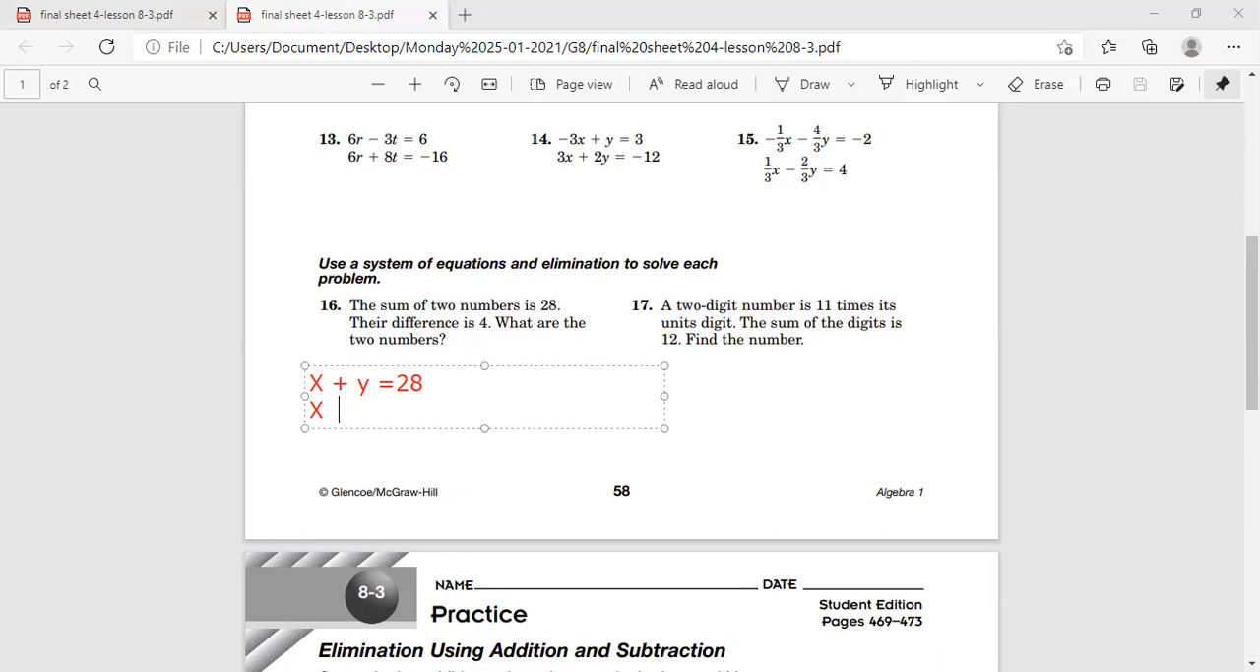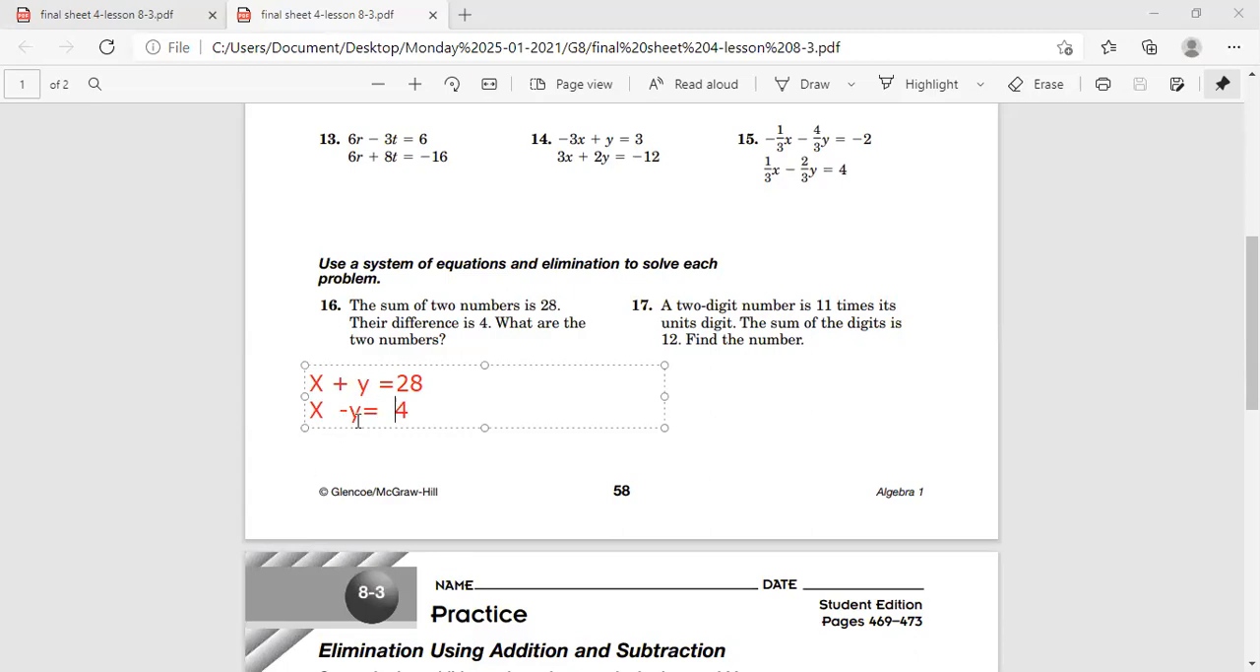The first equation is the sum, which means you will add: x plus y equals 28. Their difference means you are going to subtract, so x minus y equals 4. When you add them, it equals 28. When you subtract them, it equals 4. Then we are looking for the two numbers.